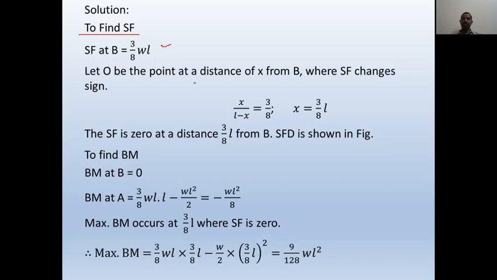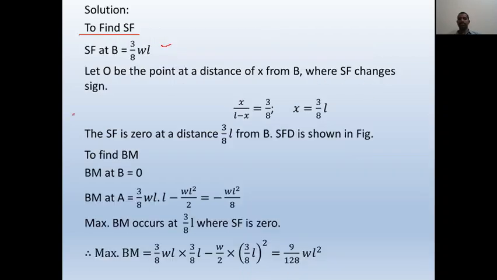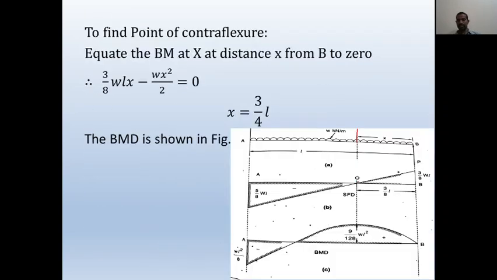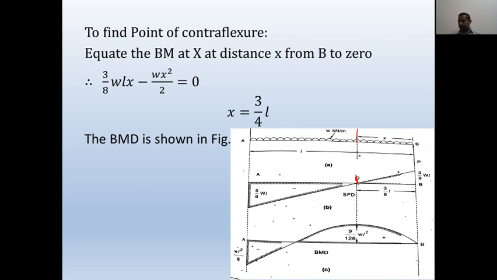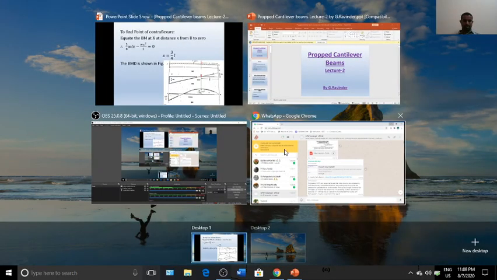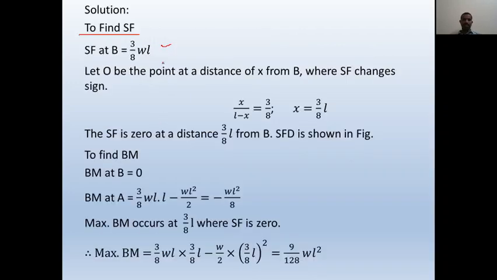Let O be the point at any distance x from B. You can see in the diagram, at x distance from B, the shear force changes its sign over here.